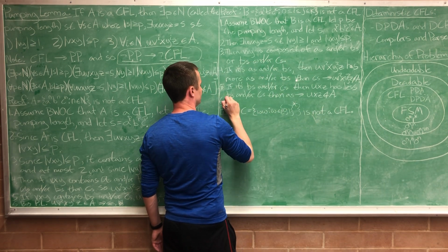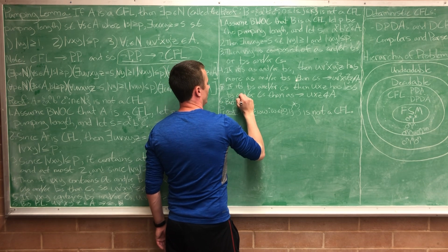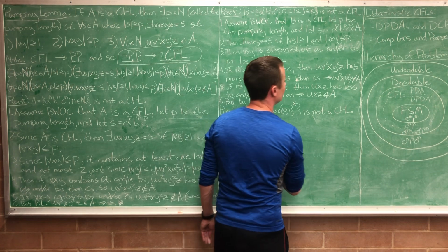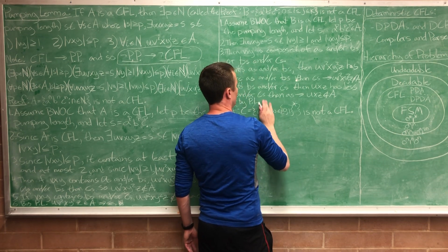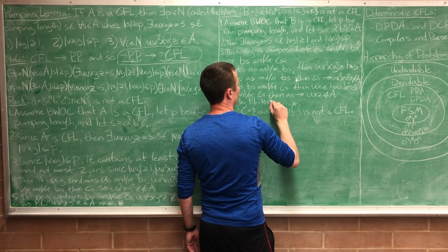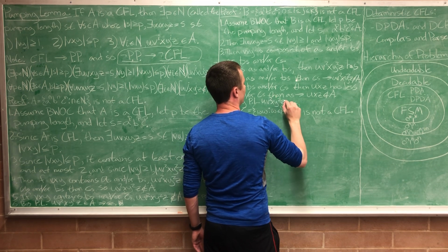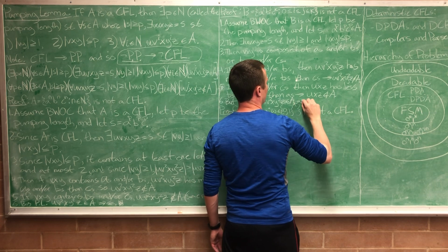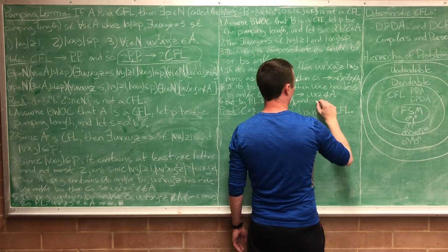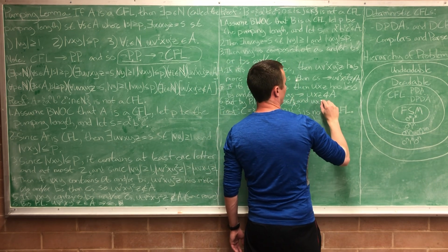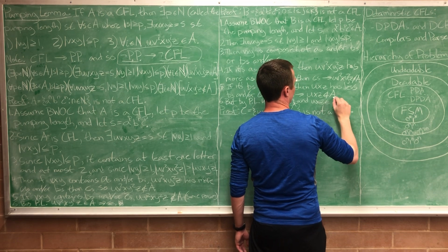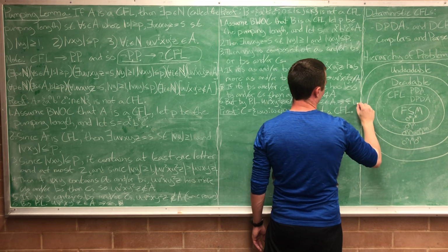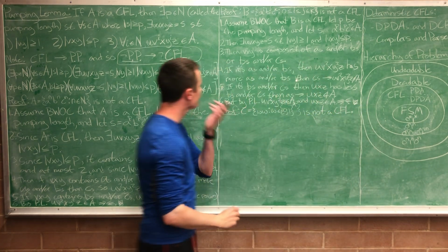6. But by the pumping lemma, uv squared xy squared z is in A, and uxz is in A, a contradiction. And so we're done. Right?